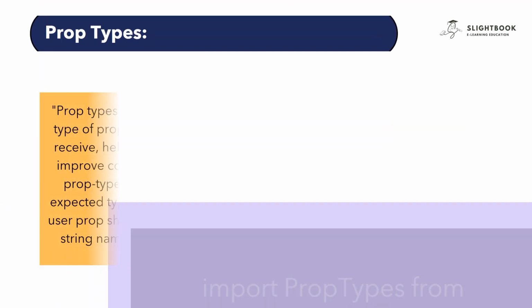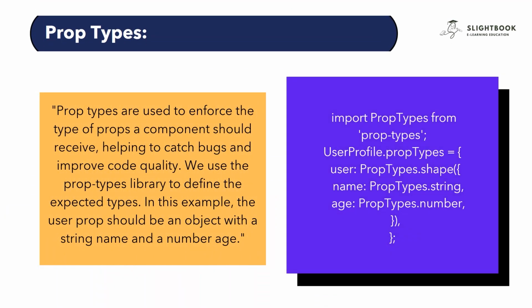Prop types. PropTypes are used to enforce the type of props a component should receive, helping to catch bugs and improve code quality. We use the prop-types library to define the expected types. In this example, the user prop should be an object with a string name and a number age.